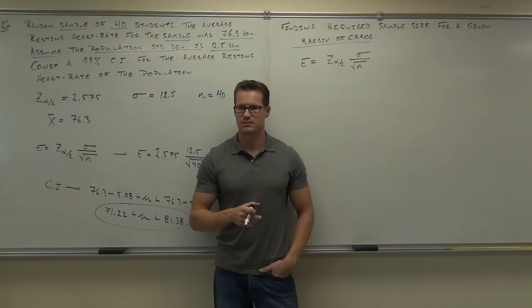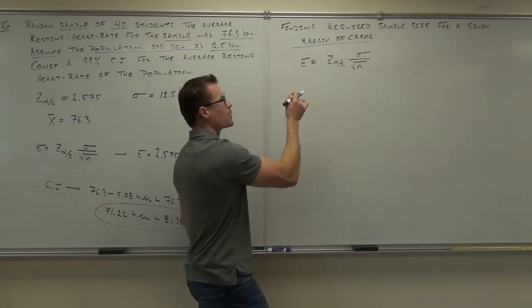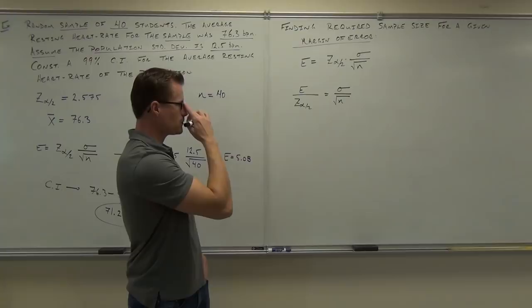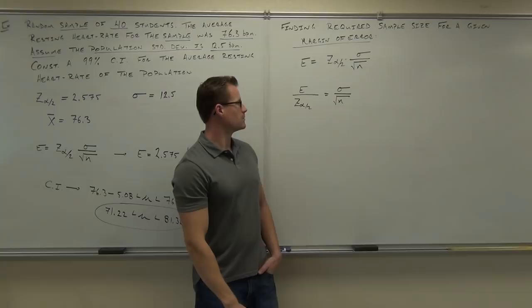This is being multiplied. Let's divide everything by z alpha over 2. What you're going to get is E over z alpha over 2 equals sigma over square root of n. Let's square it in. Still okay with that? You sure? Okay.